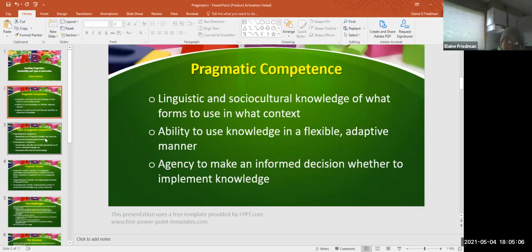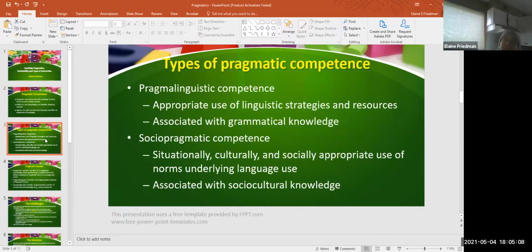Okay, so I thank you very much, Han. Just covered this basically so we could divide pragmatic competence into pragmalinguistic, which is again usually what we think of as more of the grammatical, the linguistic side of that, and the socio-pragmatic, which is associated with the situational, culturally and socially appropriate use of the norms that underlie the language.